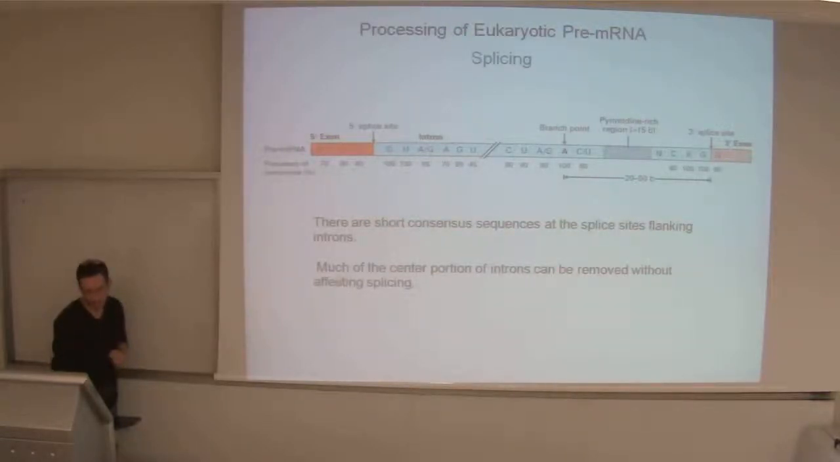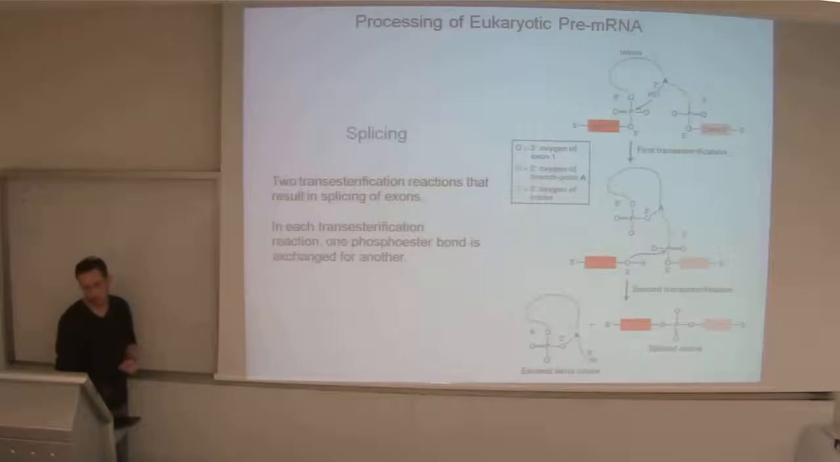Also, interestingly, it was shown experimentally that much of the center portion, denoted by these lines here, can be taken out without affecting the splicing. And this is just to show that indeed these are the consensus sequences that determine the efficiency and the location of the splicing. Okay, so these are the consensus sequences of splicing.